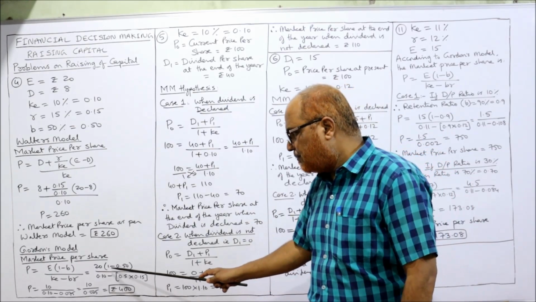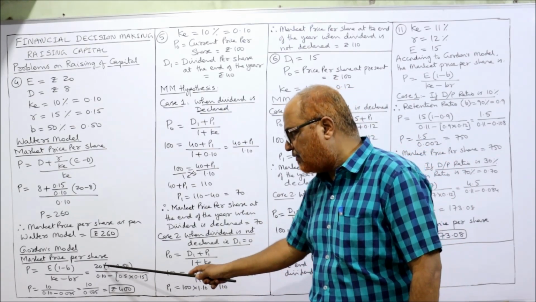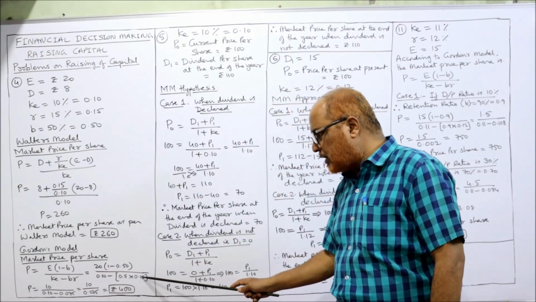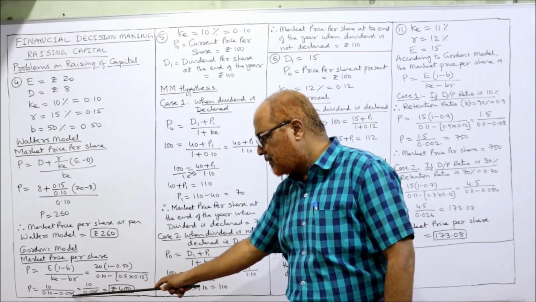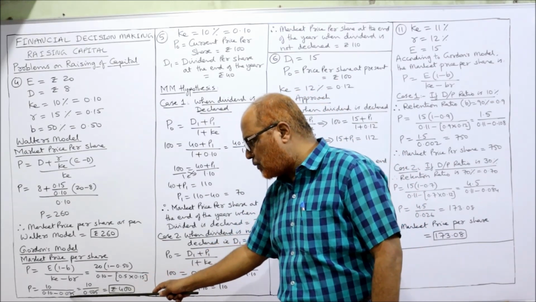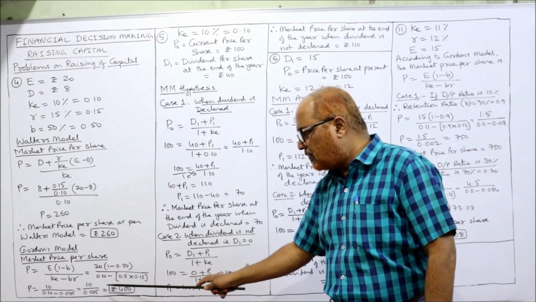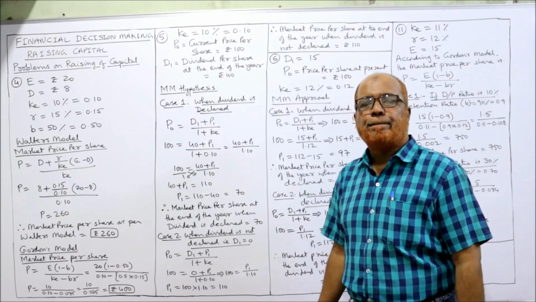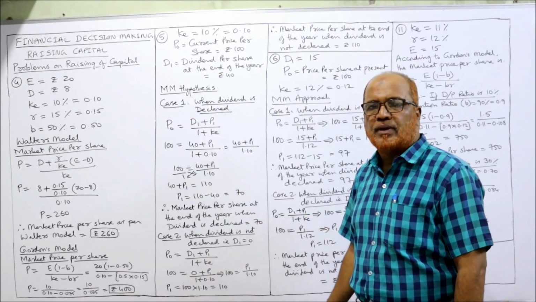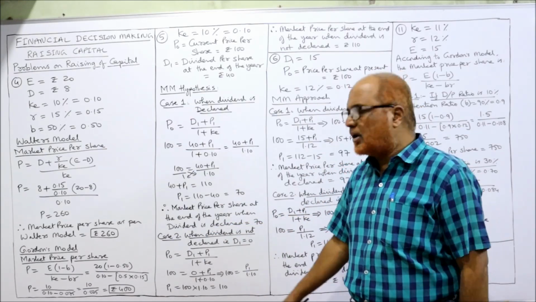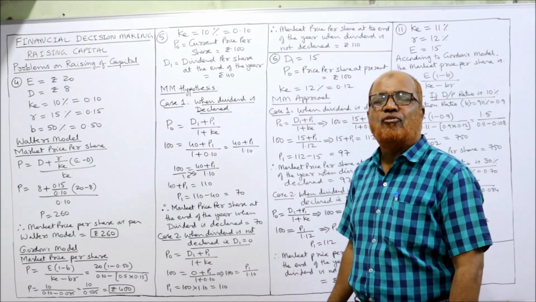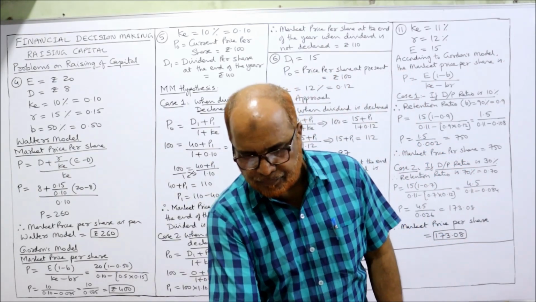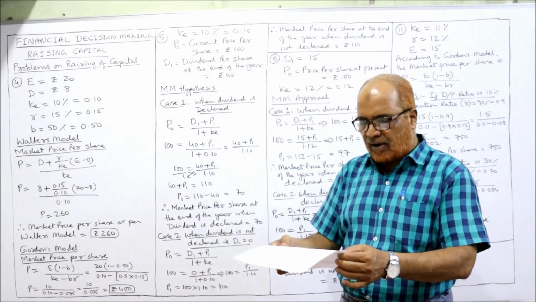Now 1 minus 0.5 is 0.5, 0.5 into 20 is 10. 0.10 as it is, 0.5 into 0.15, you will get 0.075. So 10 divided by 0.1 minus 0.075, that is 0.025. Now dividing, you will get 400 rupees. So according to Walter's formula, the market price per share is 260. According to Gordon's formula, the market price per share is 400. That's it. This is the end of problem number 4. Now next problem, problem number 5.